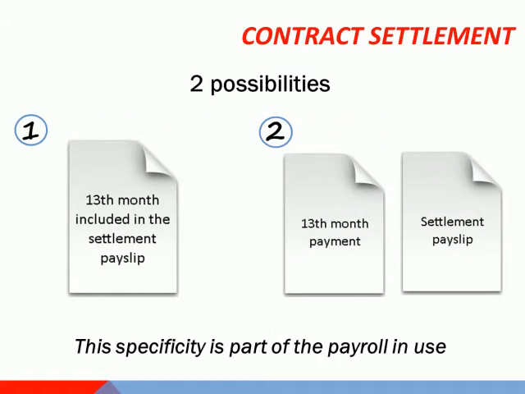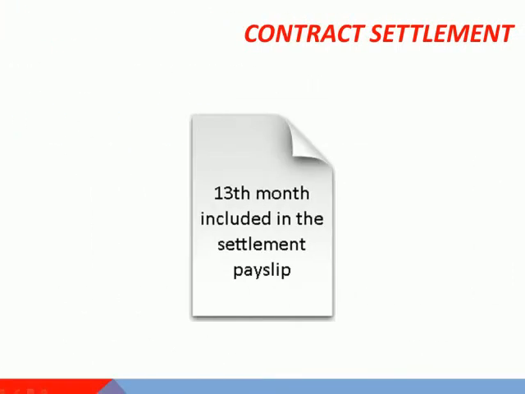There are two ways to settle a contract, depending on whether we need a separate payslip for the 13-month payment or not. This specificity is part of the payroll in use. So let's see first how to settle a contract when the 13-month payment is included in the settlement payslip.